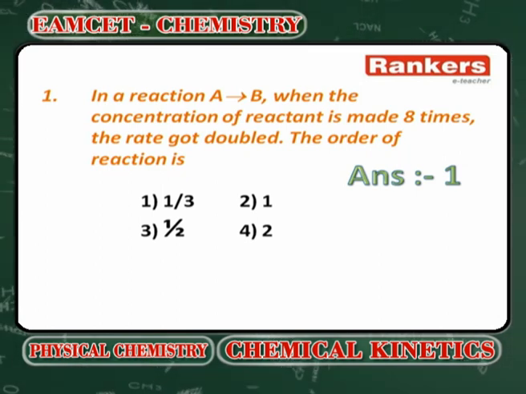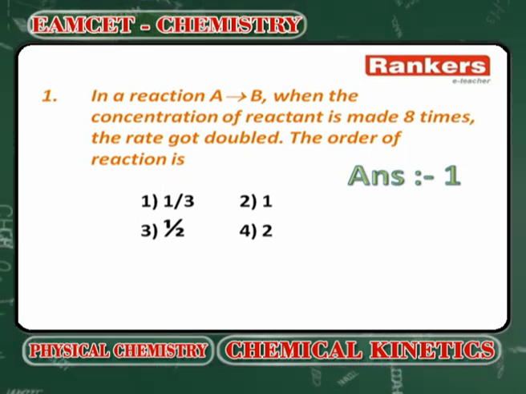In a reaction, A gives rise to B. When the concentration of the reactant is made 8 times, the rate gets doubled. What is the order of the reaction?